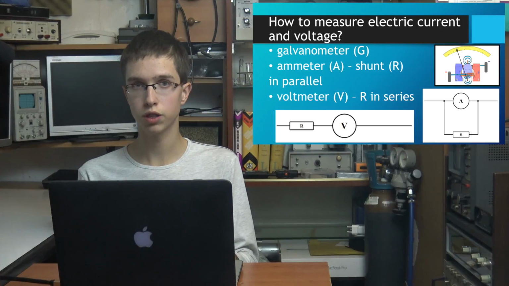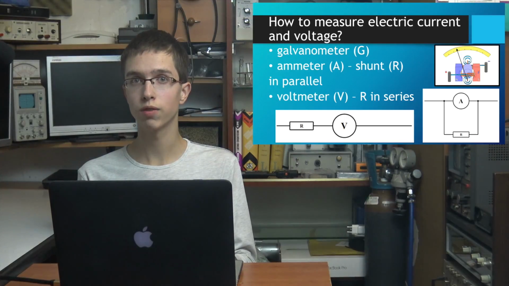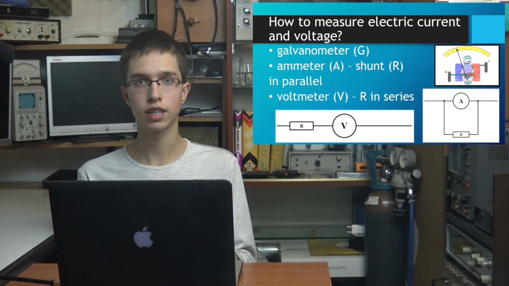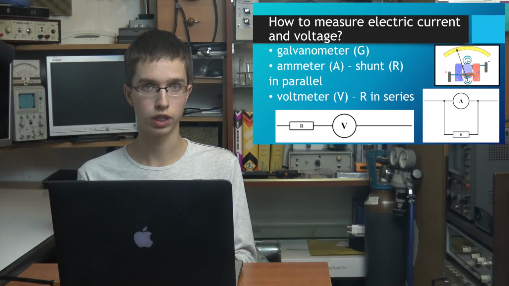Galvanometers are devices which can measure really low currents and voltages by conductor rotation in a magnetic field. Important properties of a galvanometer are the maximal current which can go through it, and maximum voltage. If any of these maximum values is exceeded, the galvanometer can be damaged. On the right hand side you can see a scheme of a galvanometer.